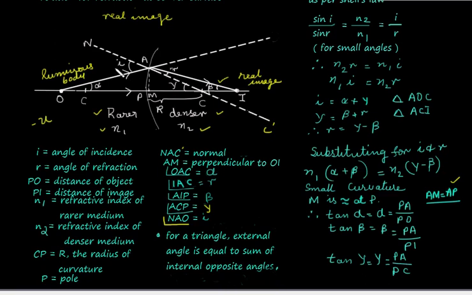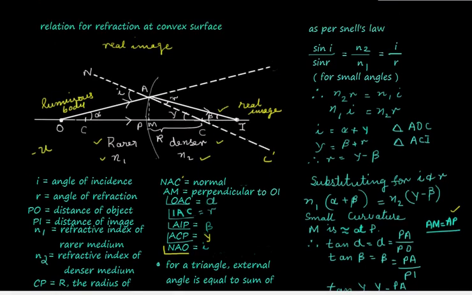We need to find the expression for the angle of incidence, angle of refraction, etc. As per Snell's law, sin I by sin R is equal to N2 by N1. For small angles, sin I is equal to I and sin R is equal to R. So N2 by N1 is equal to I by R. Therefore, we can write N2R is equal to N1I, or N1I is equal to N2R.